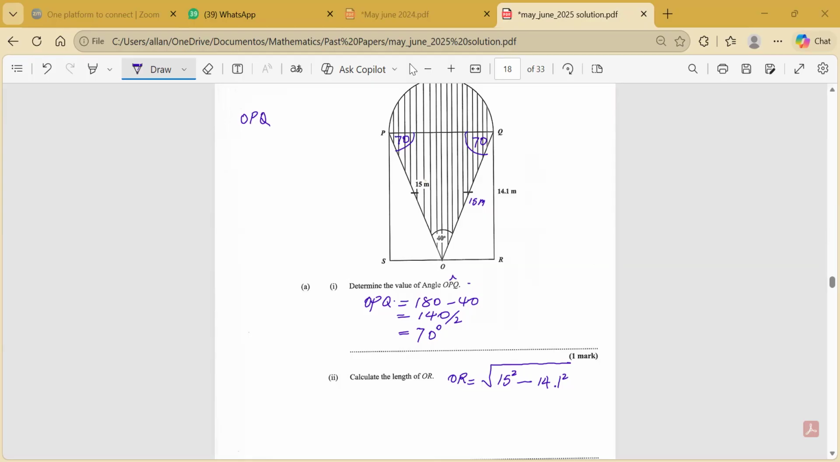Yes, sir. I don't understand the length of OR. I don't understand this one, sir. Pythagoras theorem. Look, I wrote it there. Watch the screen.